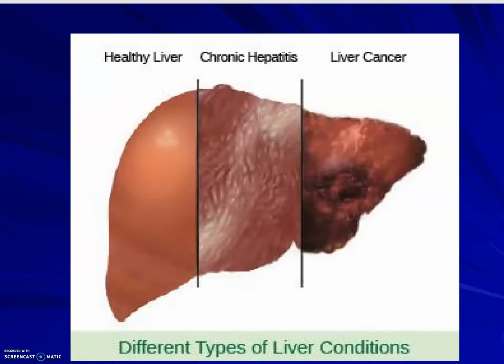So here's an image showing what happens to the liver in the progression of hepatitis infections. A healthy liver over here, everything looks good. Chronic hepatitis, you can see the tissue damage, and then liver cancer over here. This liver will shut down.